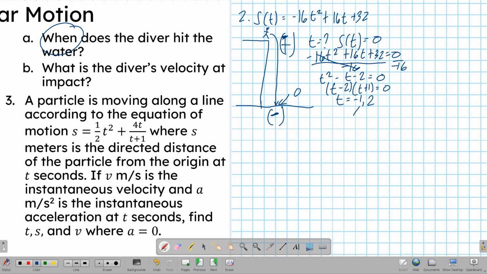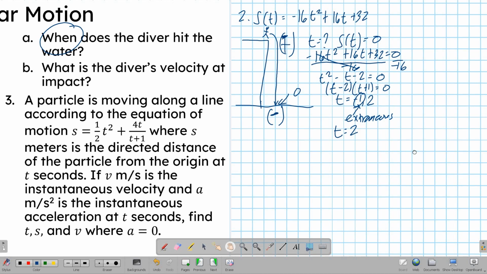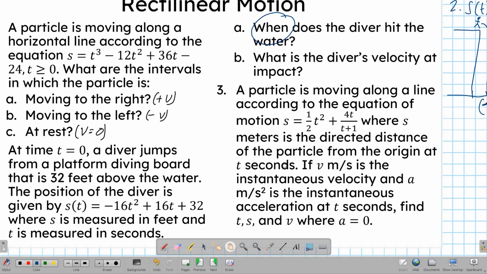But since negative 1 cannot be a time because that is negative, this becomes an extraneous solution. Therefore, the only valid time is that the diver will hit the water at t equal to 2. Let's just confirm the time unit: seconds.